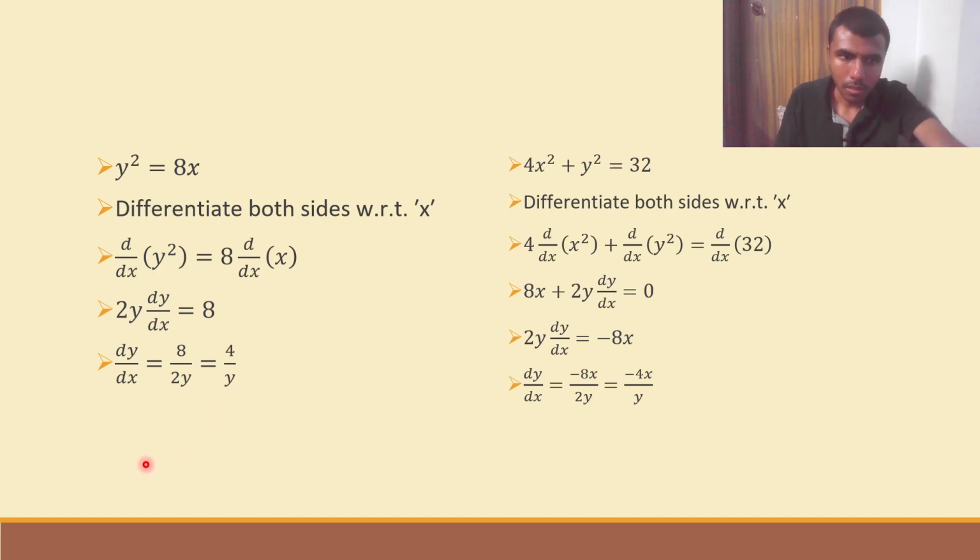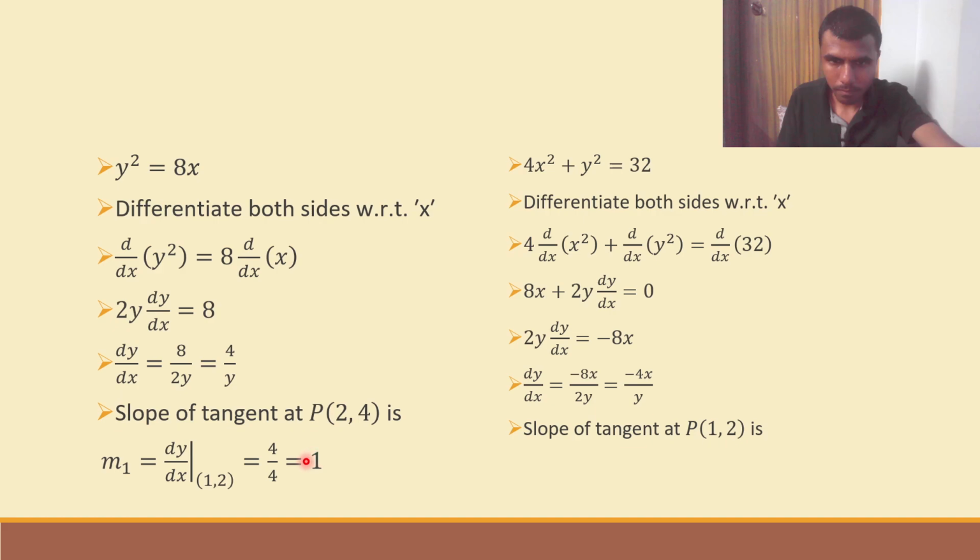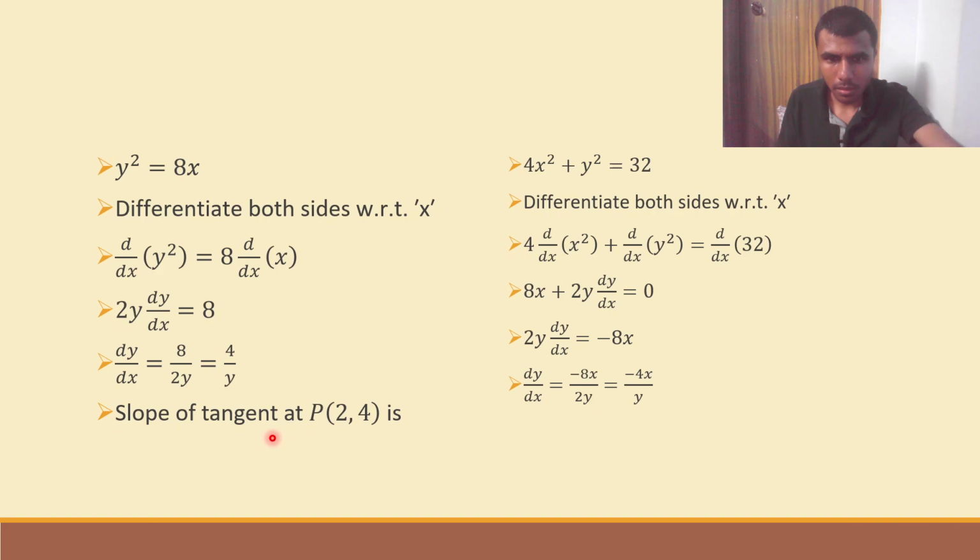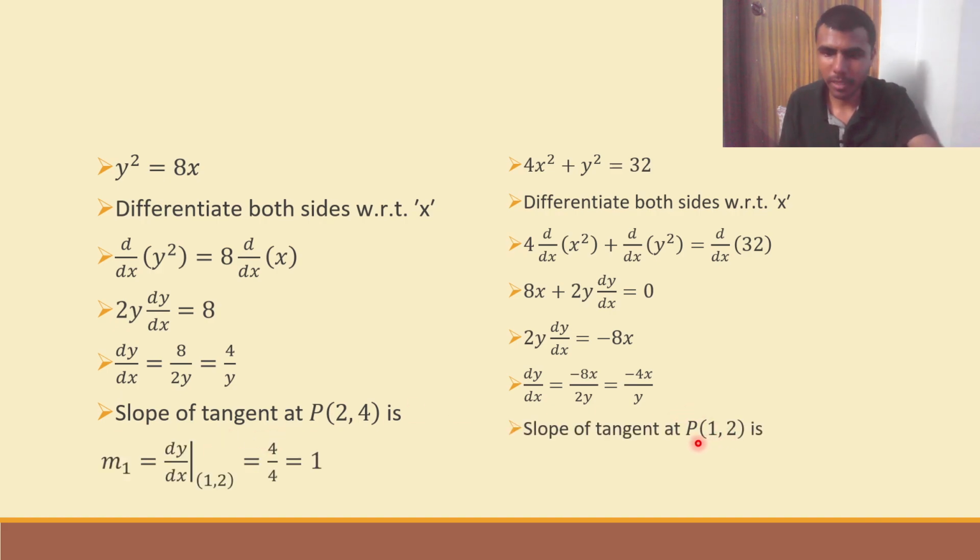Now next, slope. Now I got dy by dx. Now my aim is to find out the slope of the tangents, so that I can use the tan theta formula and get the angle between the tangents. So slope of tangent at P is here, this one. Oh, here I made a mistake.